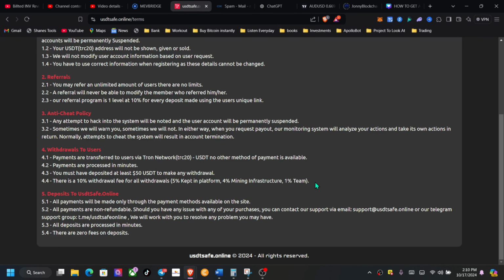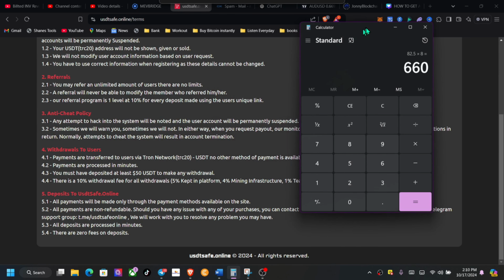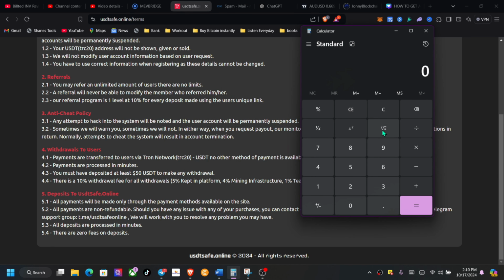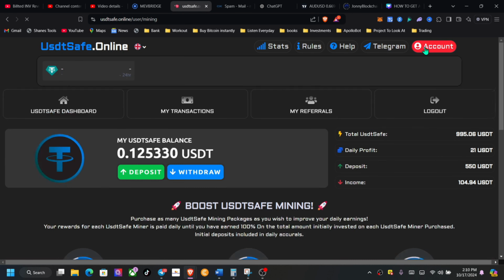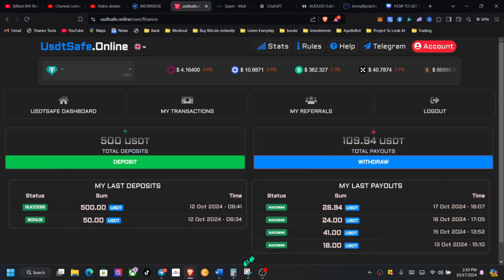So I said I received 24.25. Let's put up our calculator here. Let me check what I withdrew. I withdrew 26.94. Was it 26.94? I believe it was 26.94. Let's go back to our account. In our account, you see the original amount when you go to transactions. It was 26.94, right? Correct.